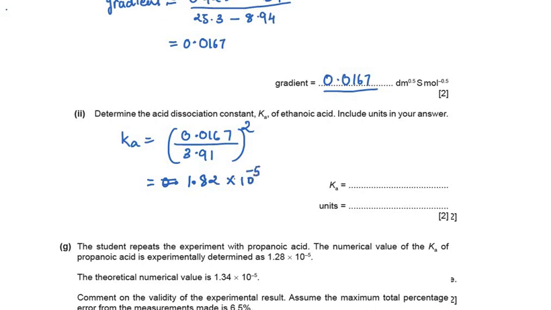Now that's the value of Ka that we have received from our gradient and the equation which was given to us. So 1.82 into 10 power minus 5 is our Ka value, and the unit of Ka is always moles per dm cube, especially when we look at the equation above and calculate the value of Ka. That's what we are getting, moles per dm cube.